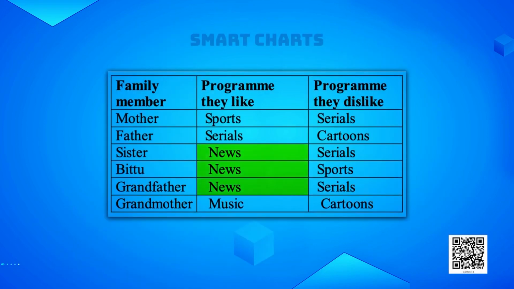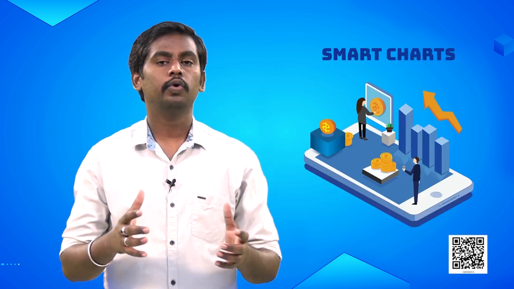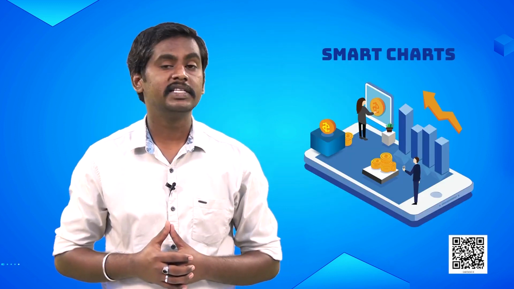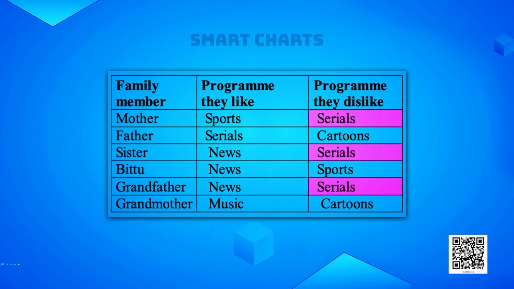Students, let's find what kind of program most of his family members like. Yes, the kind of program most of his family members like is news. Now, what program do most of his family members dislike? Yes, most of his family members dislike serials. Students, will you also do the way Bittu had done and calculate all these things?